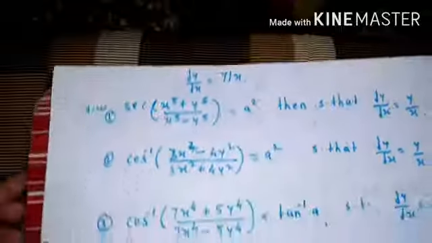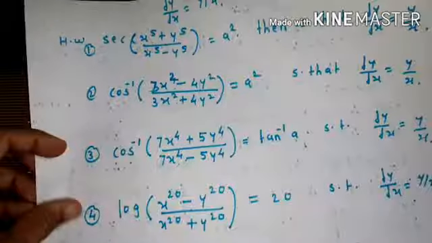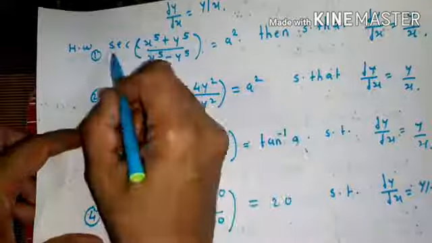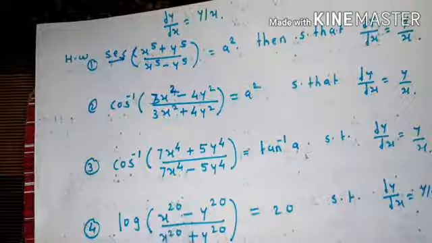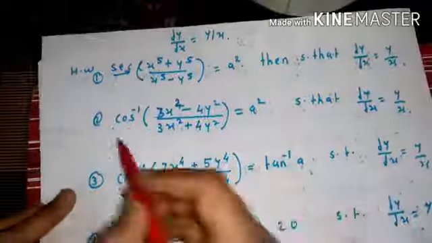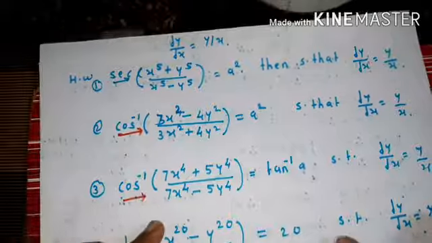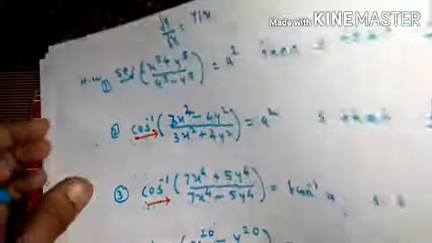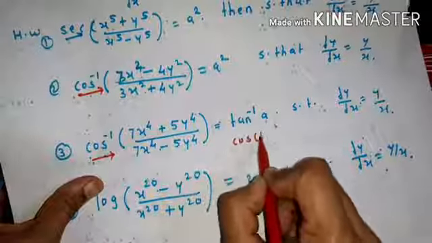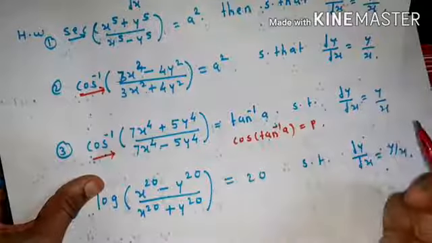Okay students, in all these examples you have to do the same thing, that is shift this sec to that side, shift this cos inverse to that side, here also shift this cos inverse to that side, and that becomes cos of tan inverse of A, and consider that equal to P.